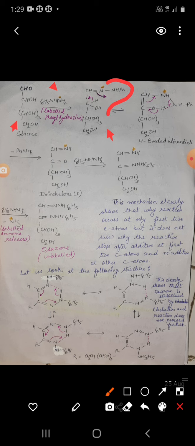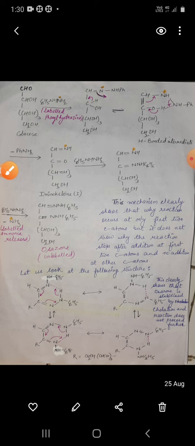This nitrogen is forming a hydrogen bond with the hydrogen atom of the second carbon. You can easily see the bonding over here. So this is the hydrogen bonded 6-membered intermediate: CH double bond COH, NH, NH. So after the addition of one molecule of phenylhydrazine, a 6-membered transition state, or a 6-membered hydrogen bonded intermediate structure, is formed, and this is possible only in the case of the first 2 carbons. So the reaction occurs only at the first 2 carbons. After the intermediate formation, a molecule of aniline comes out and we get aminoketone as the intermediate.